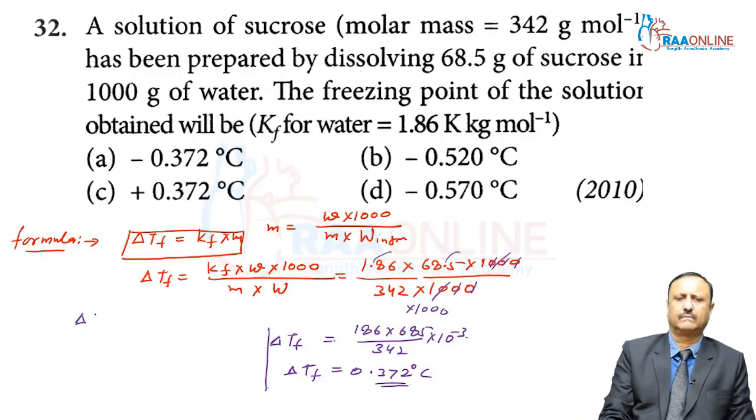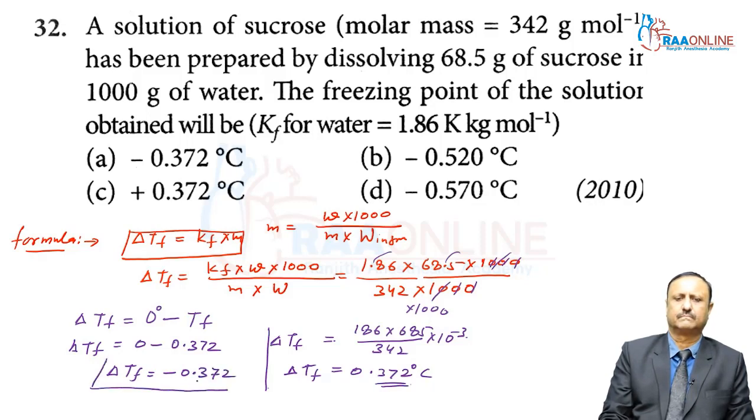Now, what is delta Tf? It is a change in freezing point. The freezing point of the solvent, that is 0 degree Celsius, is always greater than the freezing point of the solution Tf. So, 0 minus 0.372, and you can get the Tf, and that Tf is equal to minus 0.372. Now, my dear students, this is the answer. So, question number 32, your answer is A, minus 0.372 degrees Celsius.